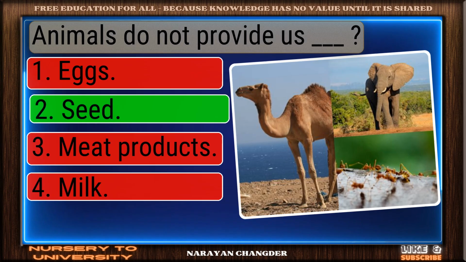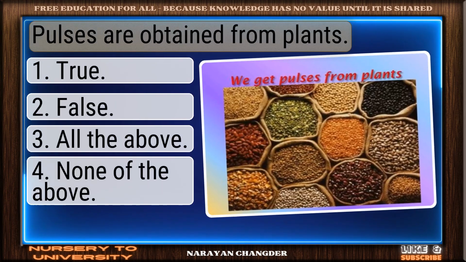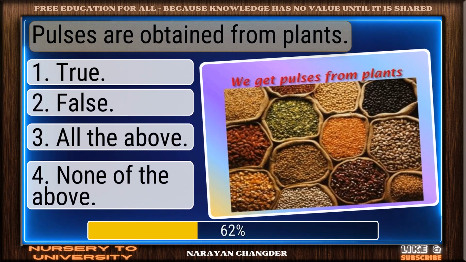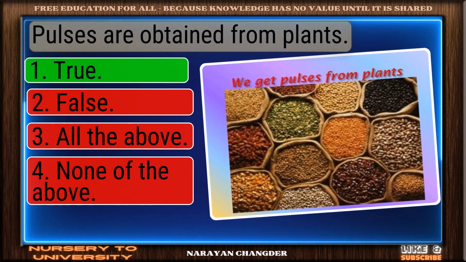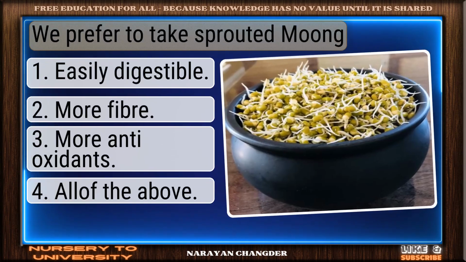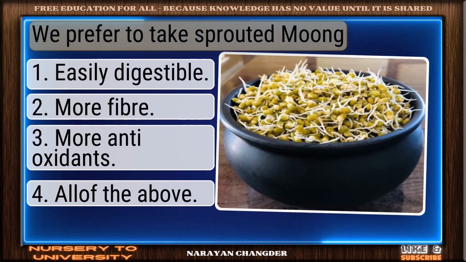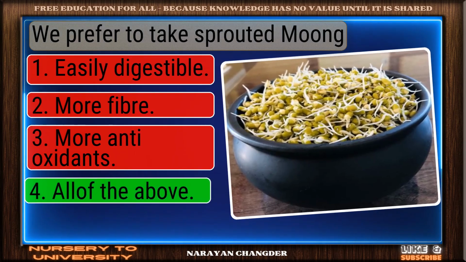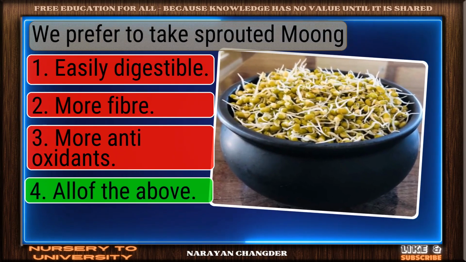Well done. Seed is the right choice. Pulses are obtained from plants. Clear logic. Your choice true is sound and 100% true. We prefer to take sprouted moong. Bravo. All of the above is the answer.